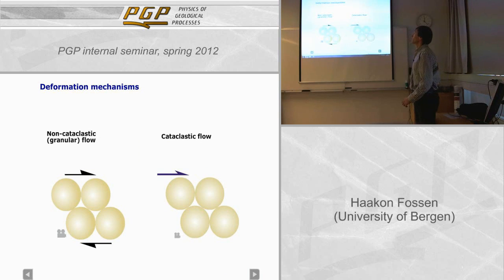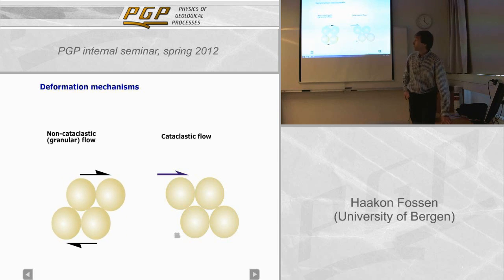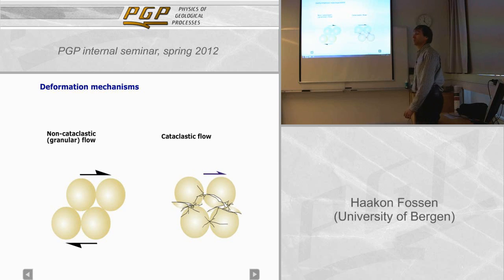And then one really important thing that can also be used to classify deformation bands is what happens to the grains during deformation, whether we have just sliding and rotational grains, non-cataclastic flow, or whether the grains actually break during the course of the deformation. That makes a big difference, and that's one important factor that we want to know about as much as possible.